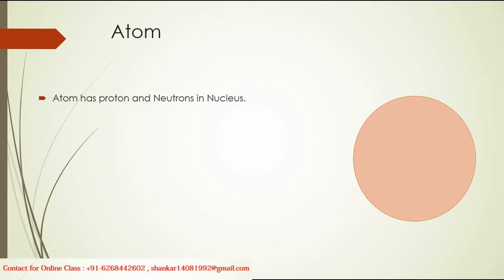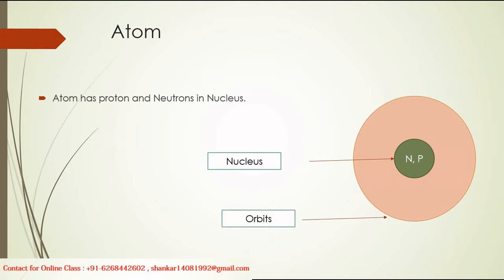Let's suppose this is your atom. Inside the atom you have the nucleus, which is in green color. In the nucleus you have neutrons and protons. The outer circle is the orbit. In the orbits you have electrons, which are negatively charged. So as a whole, your atom is neutral because you have one positive charge and one negative charge, and both of them cancel each other. So the charge of an atom is always neutral.